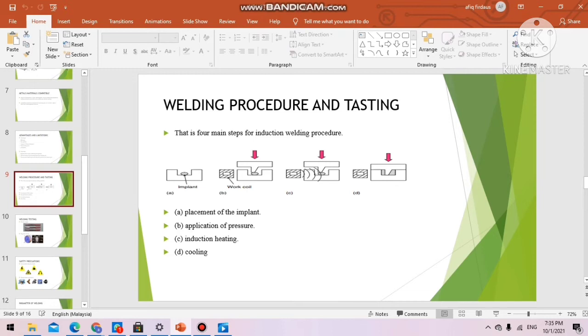Step 3 is induction heating. Power is applied to the work coil, producing the electric field that heats the implant, which in turn heats the surrounding thermoplastic through thermal conduction.